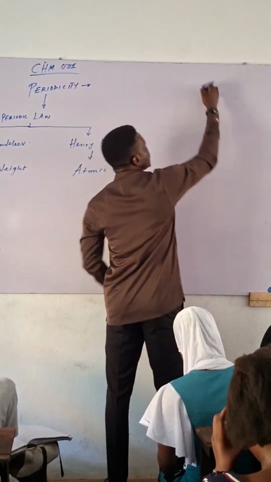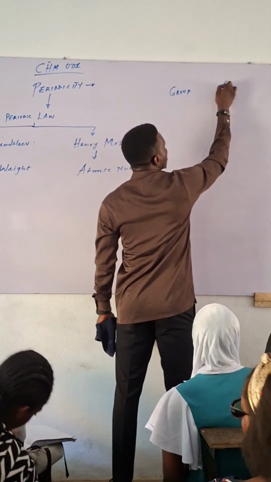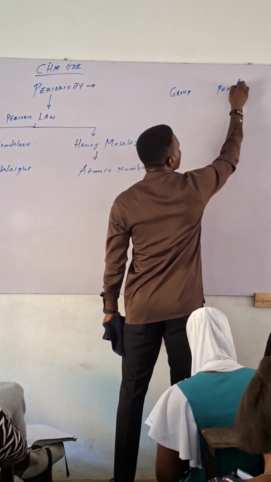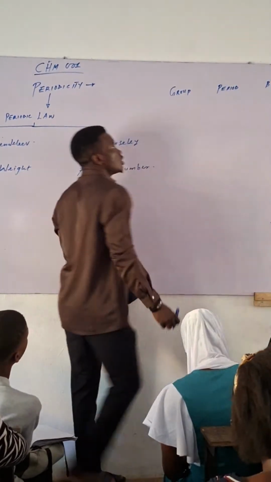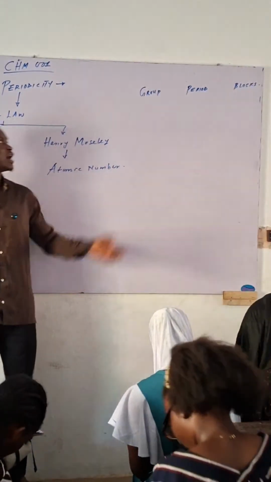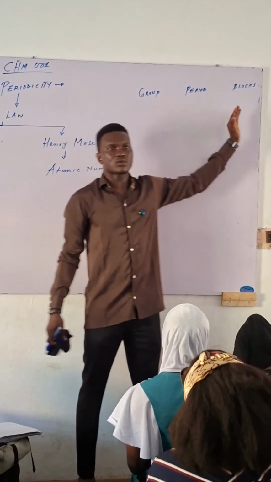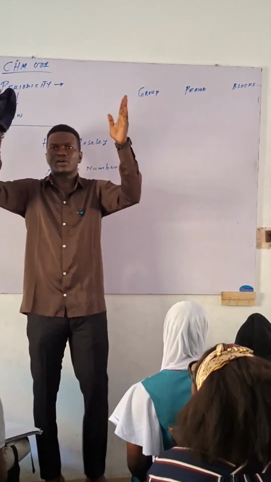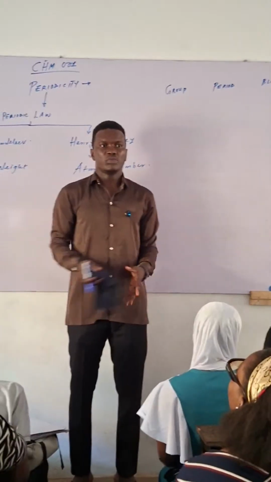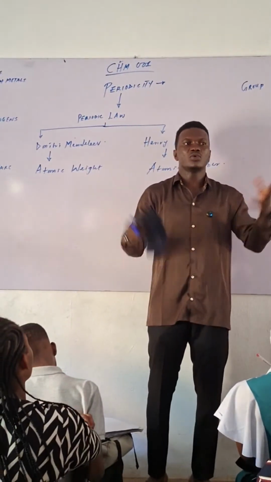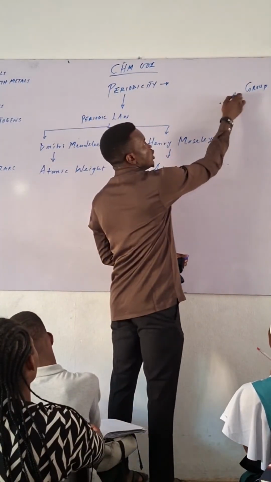When you look at the periodic table, I told you there's what we call group, there's what we call period, and there's what we call blocks. Most of those elements are found in a particular group, a particular period, and a particular block. I already said group 1 and group 2 are found in the s block. But you don't just cram that. You can always tell by their configuration. So your groups are the columns.